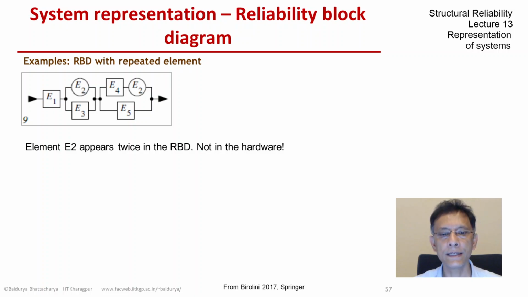A similar approach can be taken when the system logic is a little more complicated, as we see here. The element E2 appears twice in the block diagram, but obviously it's not twice present physically in the hardware. So this is one way of showing the role of the element E2 in the system logic. So we would proceed similarly as we did in the case of the bridge systems.